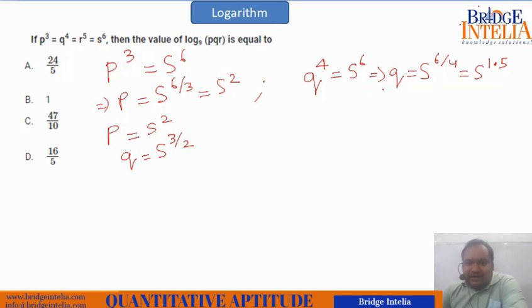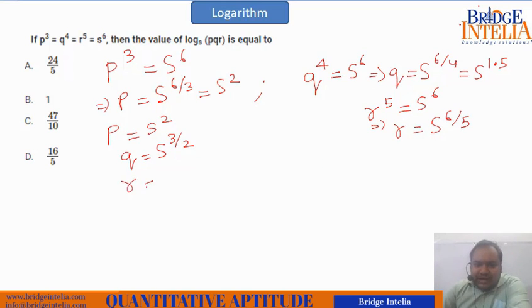Similarly, r to the power 5 is equal to s to the power 6. So r can be written as s to the power 6 by 5. Now see what we are supposed to find. We are supposed to find log pqr to the base s.